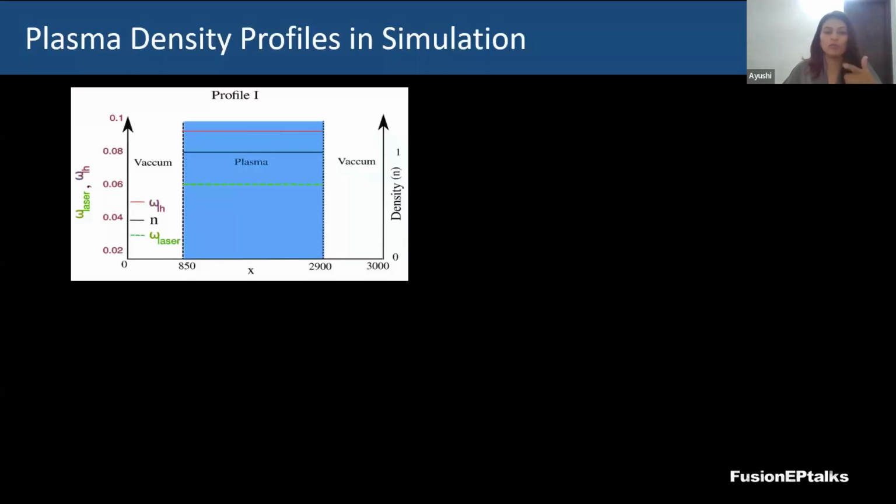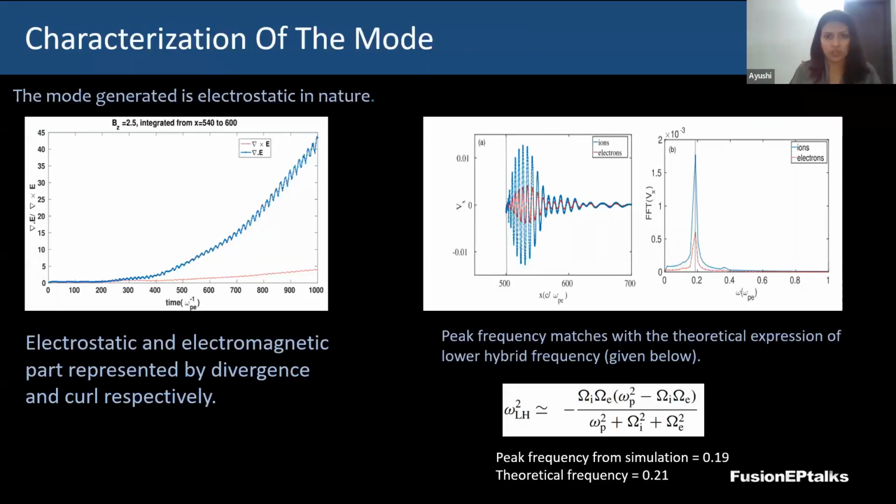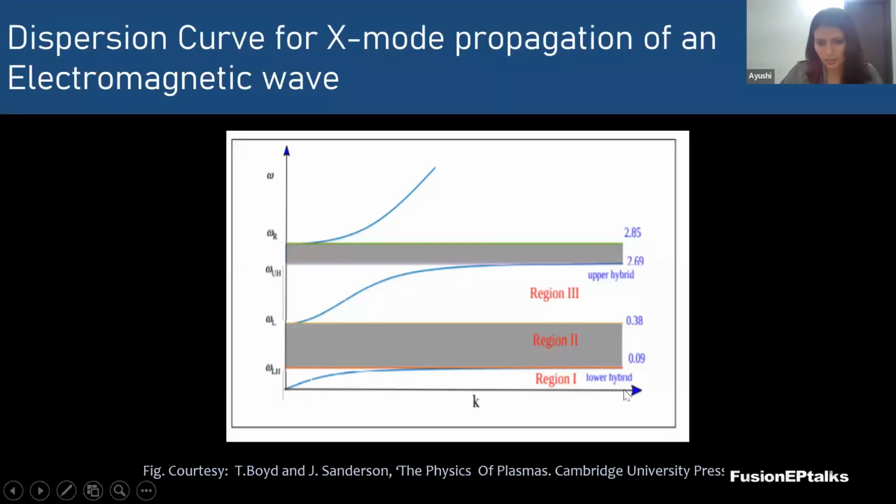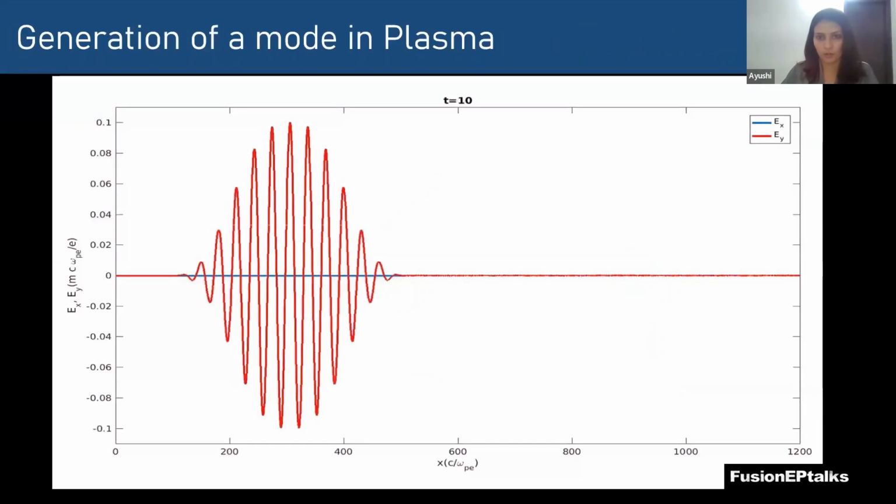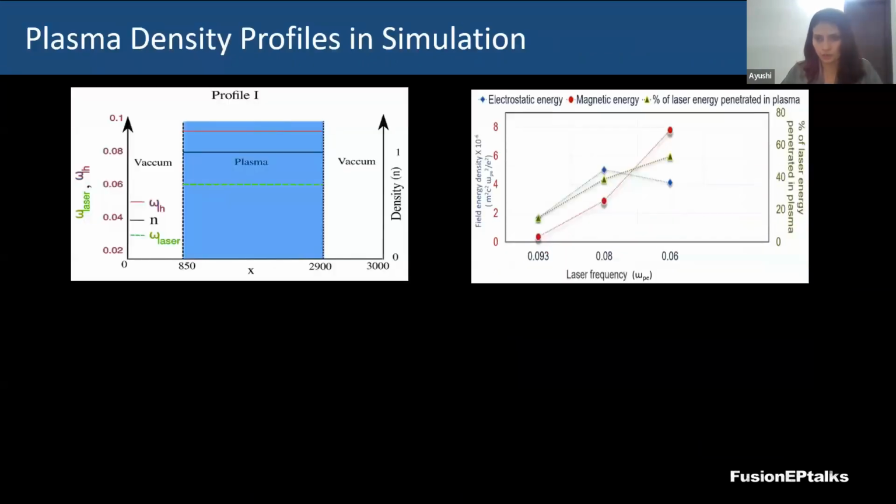Then we move to laser frequencies which lie below the lower hybrid resonance value. From this dispersion curve, one can see that the allowed band is any frequency which lies below the lower hybrid value. So we addressed the case when a laser close to the lower hybrid value hits the plasma target. But what if its frequency lies much below the lower hybrid value? Here we choose 3 different laser frequencies. One is 0.093, which is very close to the lower hybrid value.